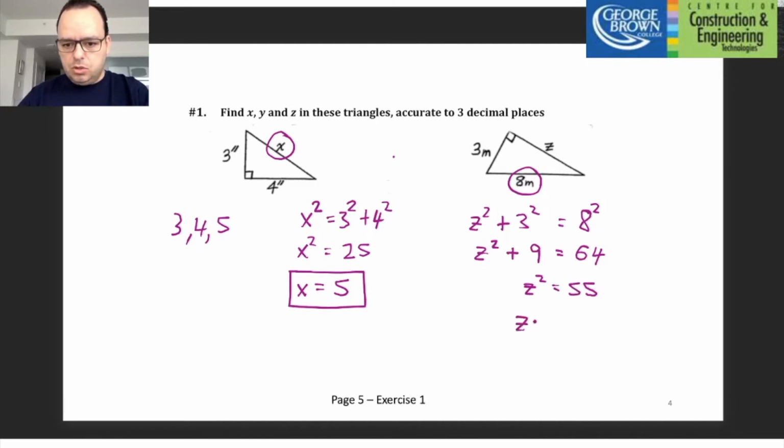So this answer, when rounded to 3 decimal places, is 7.416 meters. So there you have it.